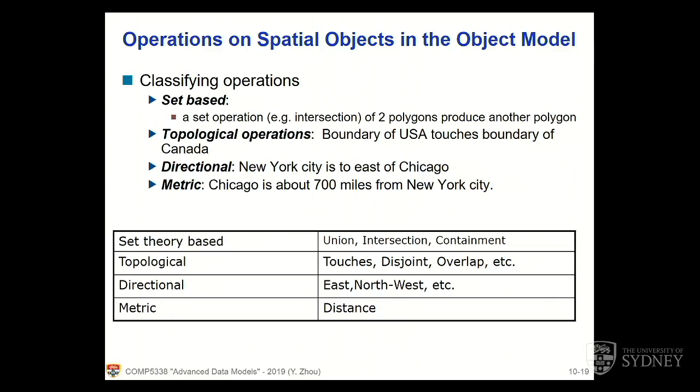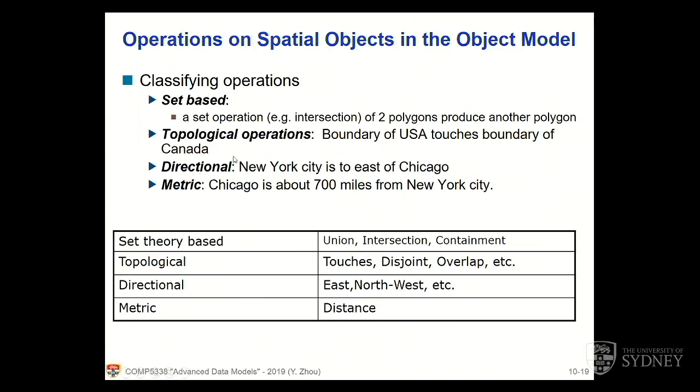So it's like a set operation, because most of the spatial objects represent some area or something. So we can use set operations to do some calculation, like calculate the intersect of two polygons, or calculate the union of two polygons. The intersect will produce another polygon. So that's some typical operation.